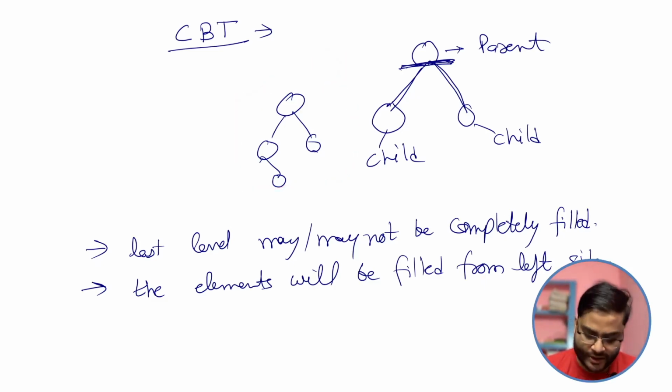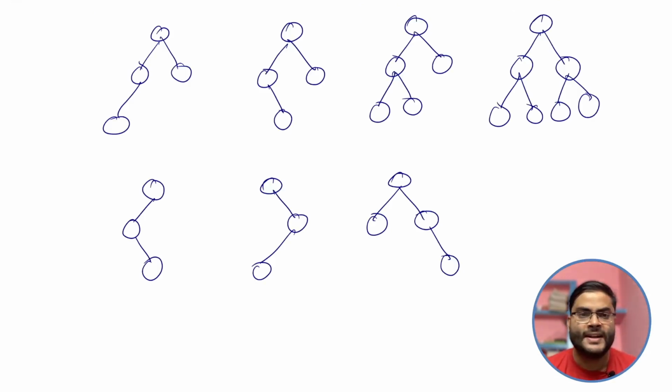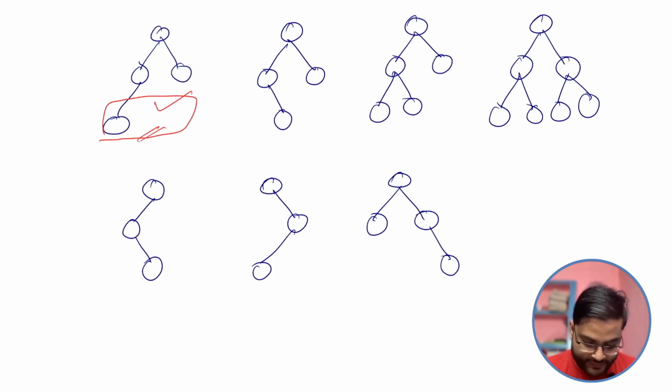Now let's see some more examples. So let's find out which are complete binary trees and which are not. So let's see this tree. Is this a complete binary tree? Yes, it is a complete binary tree. Why? Because it is not completely filled and also we have filled from left. So it is a complete binary tree. Now, is this a complete binary tree? No. Why? Because we have not filled from left. So it is not a complete binary tree.